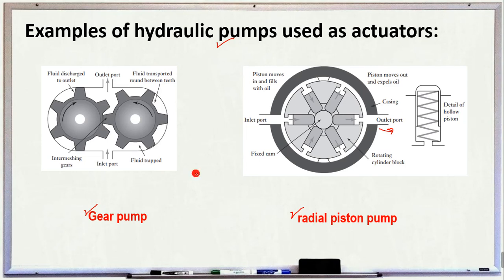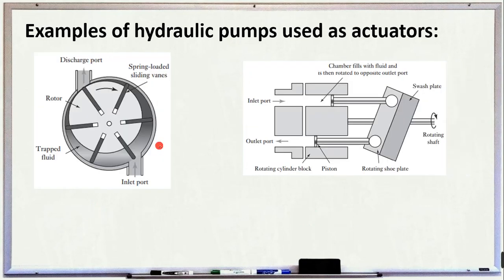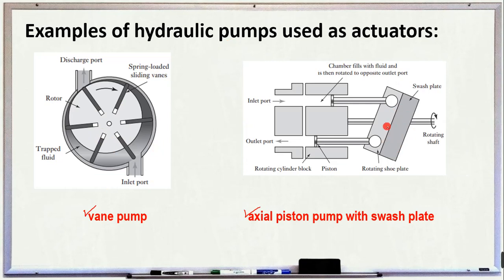So why is it called a positive displacement pump? Because for every rotation of this kind of typical pump, discontinuous ang ihang output, unlike mga centrifugal pumps or rotary pumps nga continuous ang ilahang output. So we also have the vane pump, and then we also have the axial piston pump with swash plate.